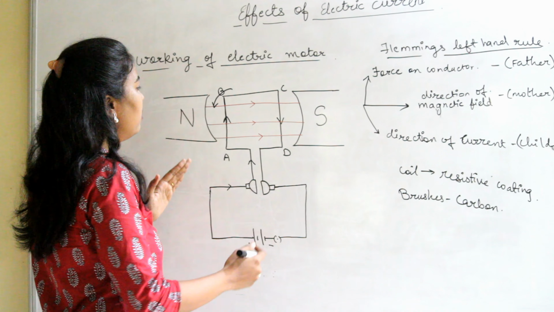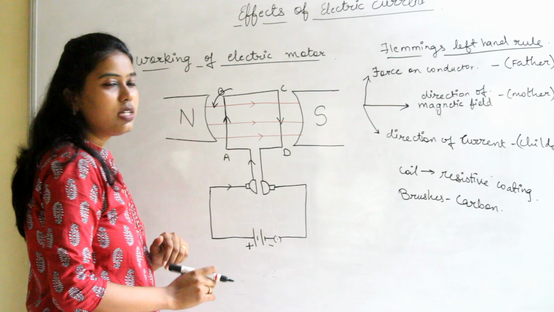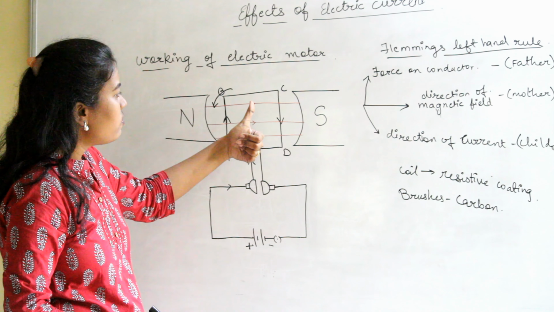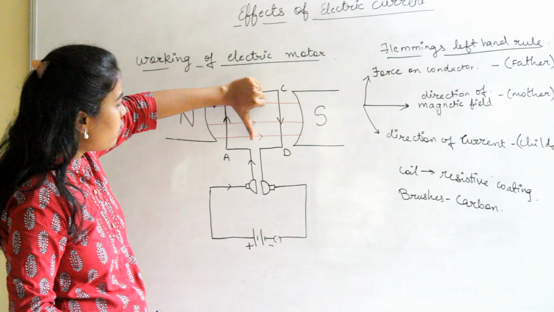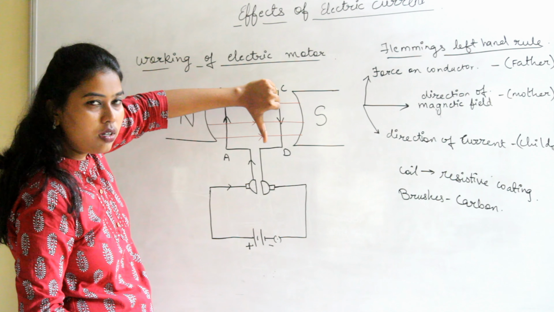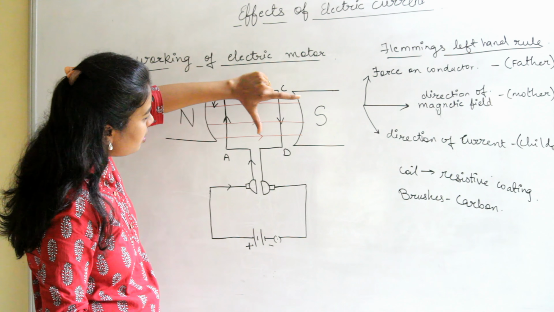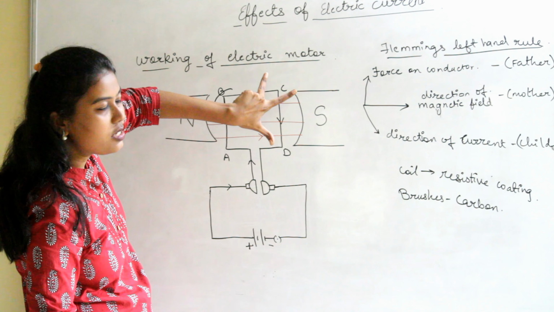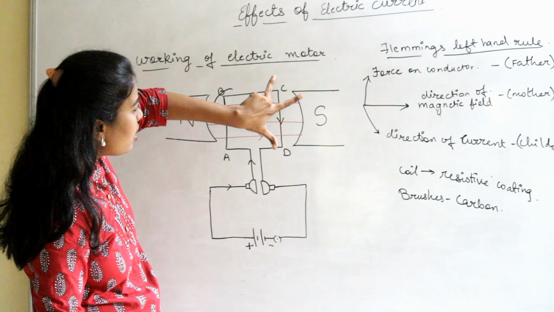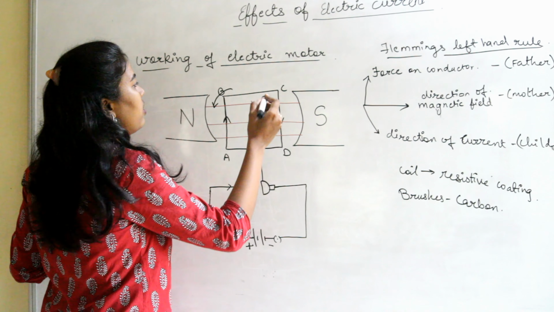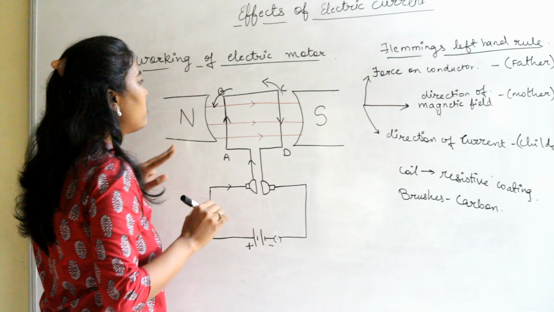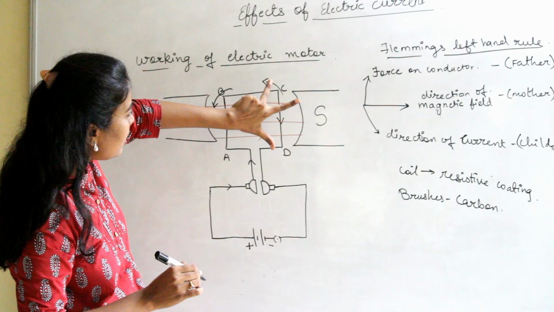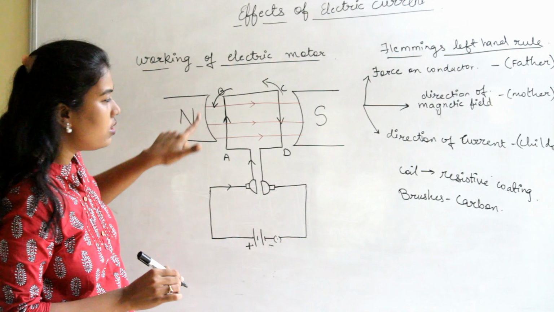Okay. Then what about CD? CD will be exactly opposite to what was happening in AB, right? This is the current which is going in CD. These are the magnetic lines of field, and this is the force which will be experienced by the conductor. The force was coming like this, right? This is the current, this is the magnetic field, and this is the force. So it will be moving like this, right?